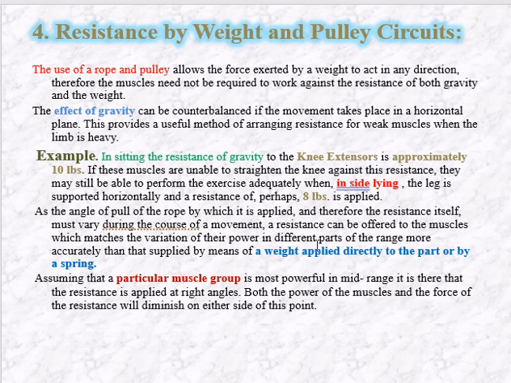As the angle of pull of the rope by which the resistance is applied must vary during the course of movement, a resistance can be offered to the muscles which matches the variation of their power in different parts of the range more accurately than that supplied by means of a weight applied directly to the part or by springs. For example, a particular muscle grows more powerful in mid-range. It is there that resistance is applied at right angles. Both the power of the muscles and the force of resistance will diminish on either side of this point.